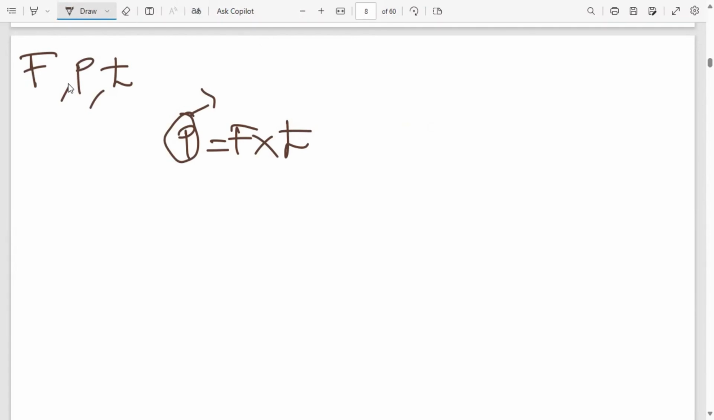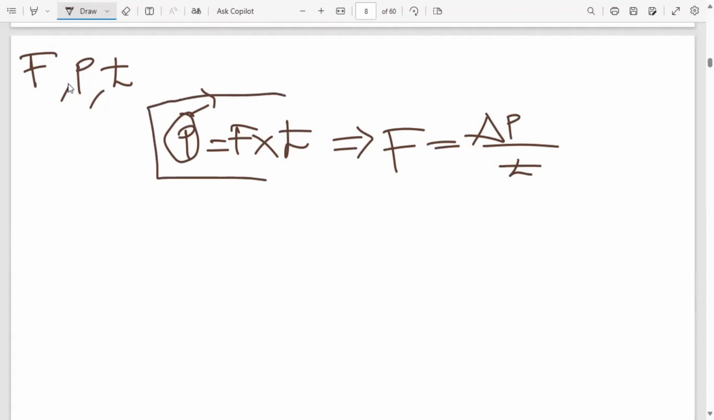Or this force here is the rate change of momentum. This constant force that is applied is equal to the rate change of momentum. So in short, this equation can also be rewritten as F, which is force, equal to change in momentum over a certain period of time. So this is the equation using Newton's second law.